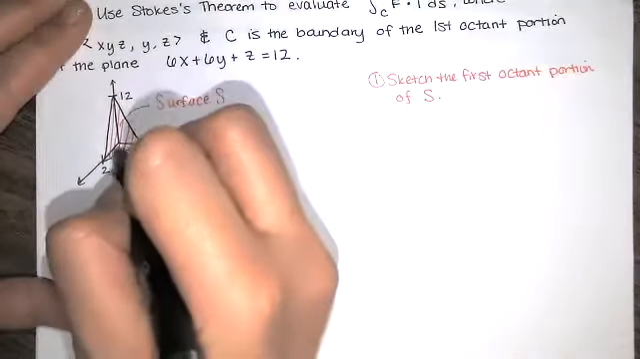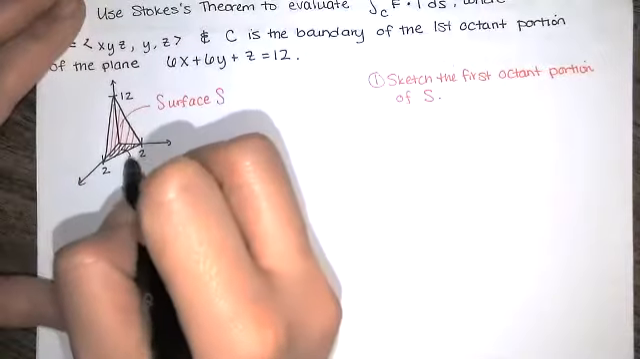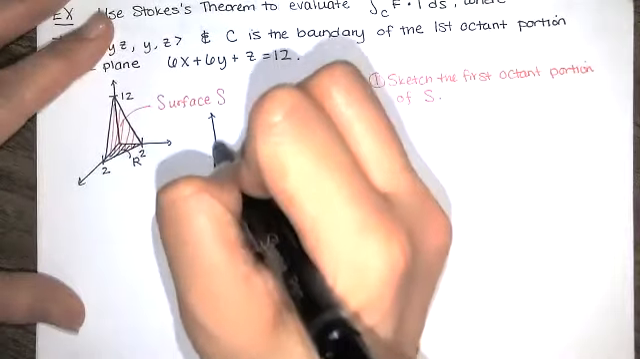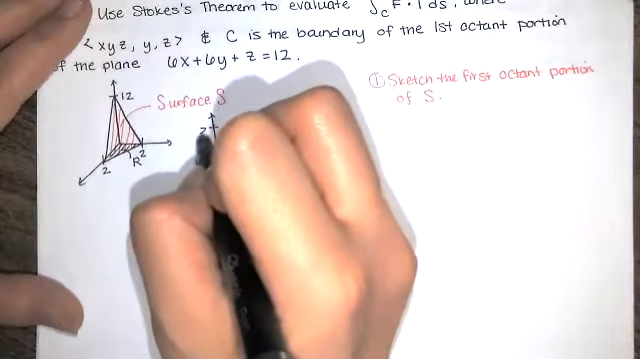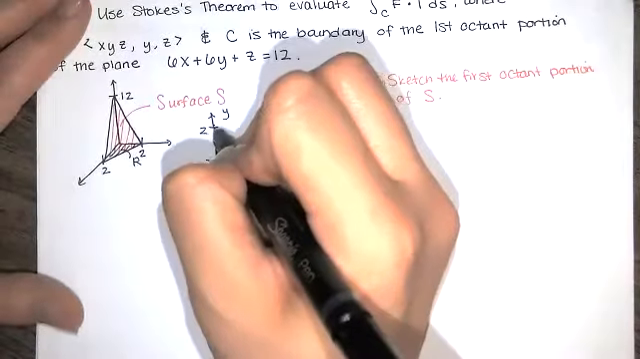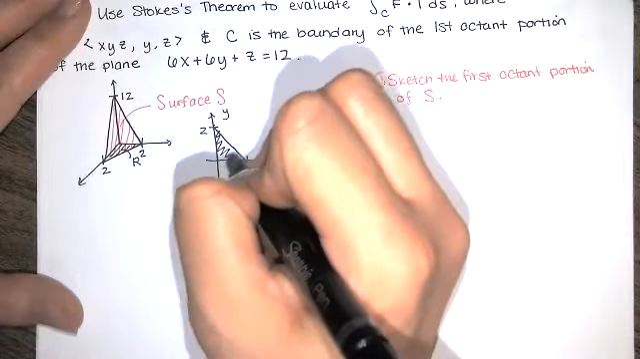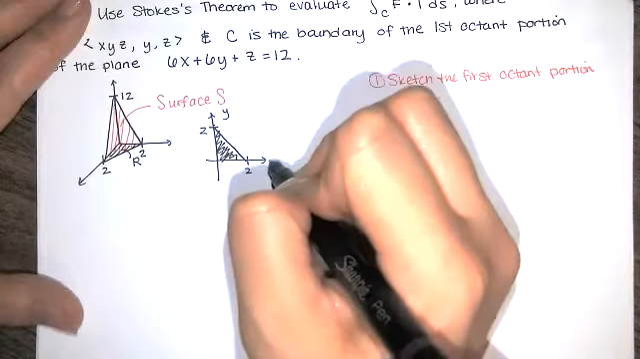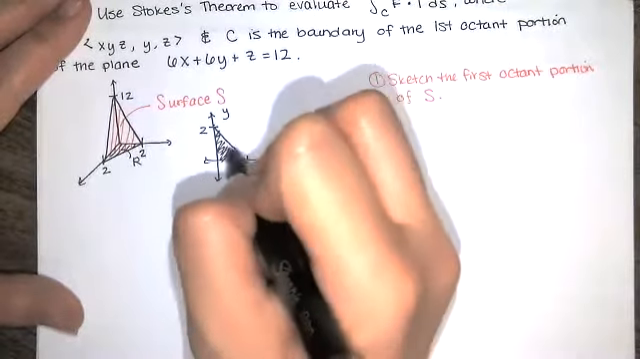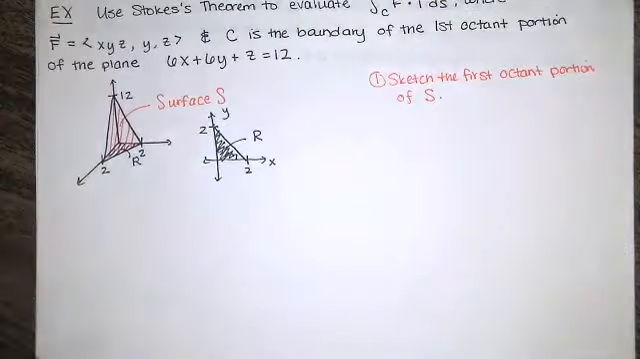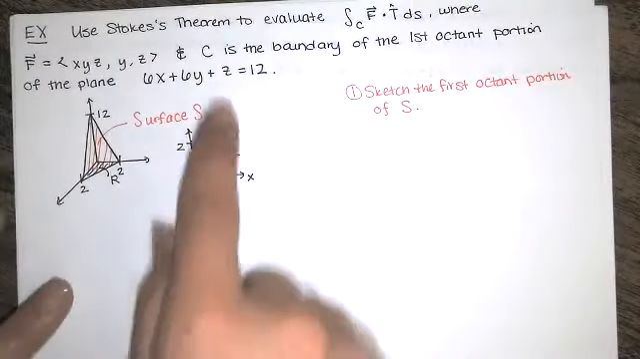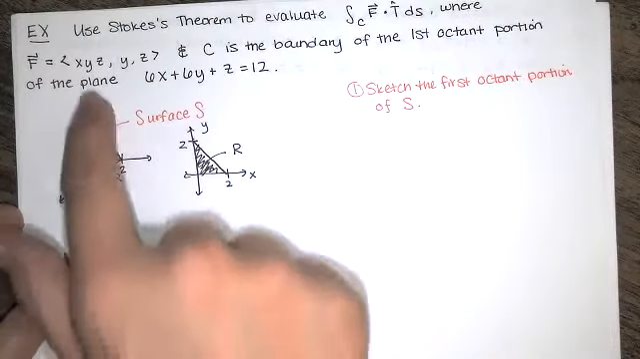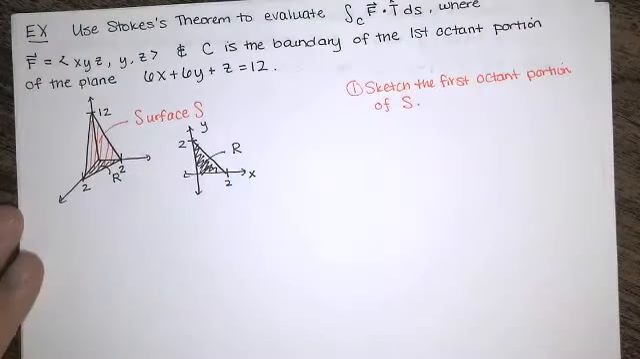And the projection onto the xy plane, that's the region R, is that region down there. It crosses the y-axis at 2 and the x-axis at 2. It includes that back corner, the origin. So there's our region R. So we've got, that's S, that's R. And if you're wondering what the curve C is, the curve C is that boundary.